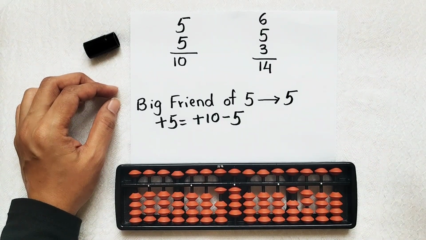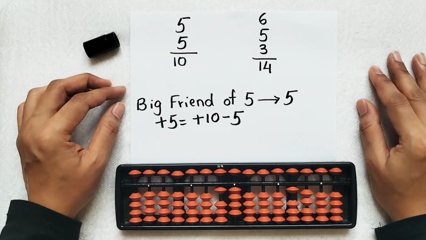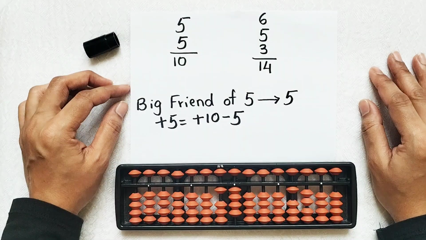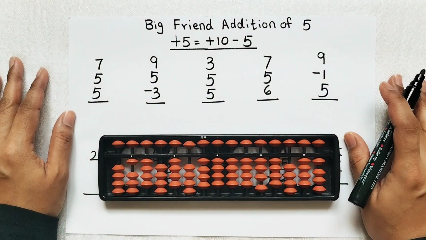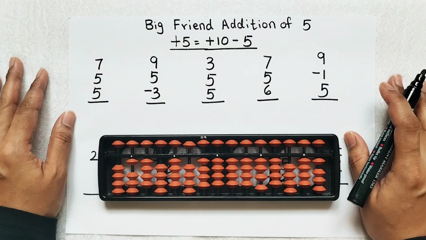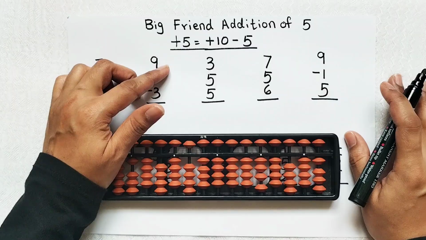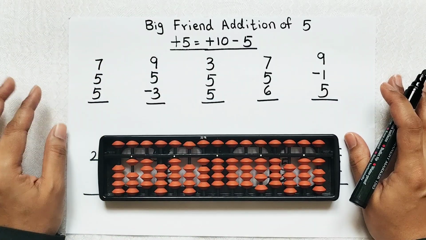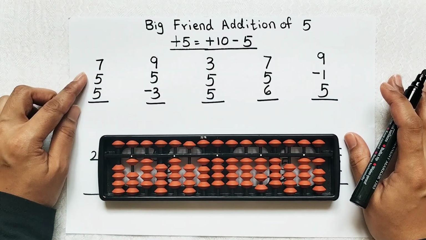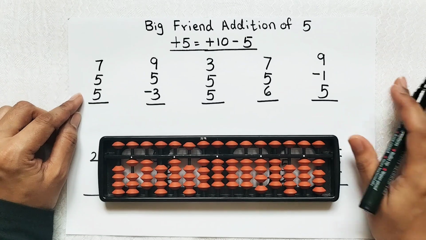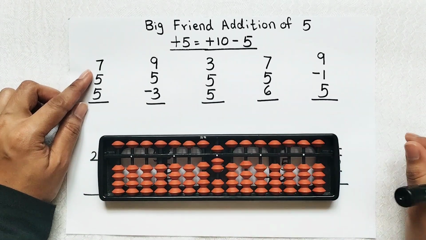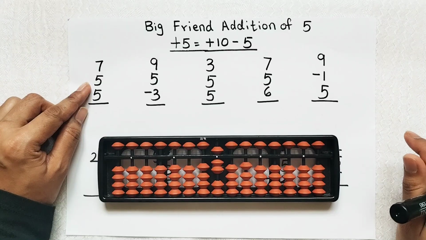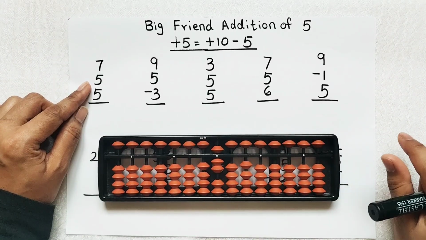Now let us solve more questions using big friend addition of 5. Now let us solve these questions based on the big friend addition formula, that is plus 5 is plus 10 less 5. The first one, 7 plus 5 plus 5. So, 7 plus 5. Now, plus 5, direct addition, not possible.